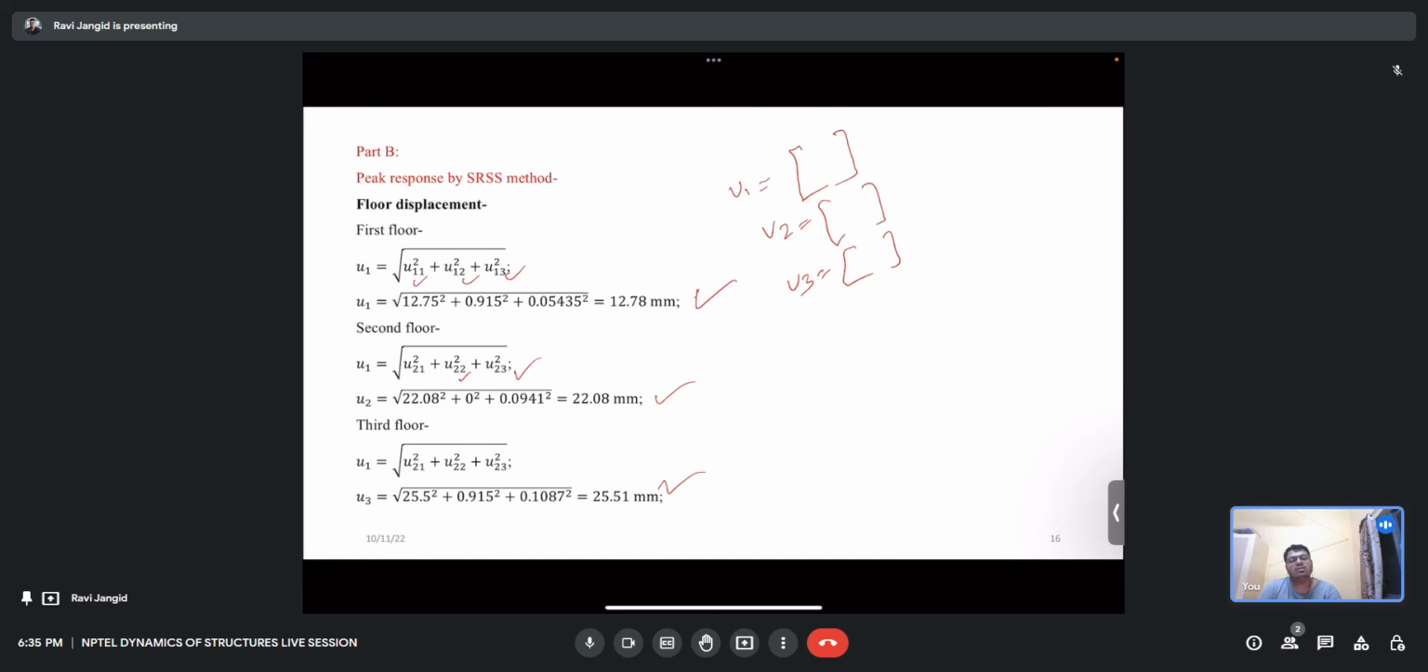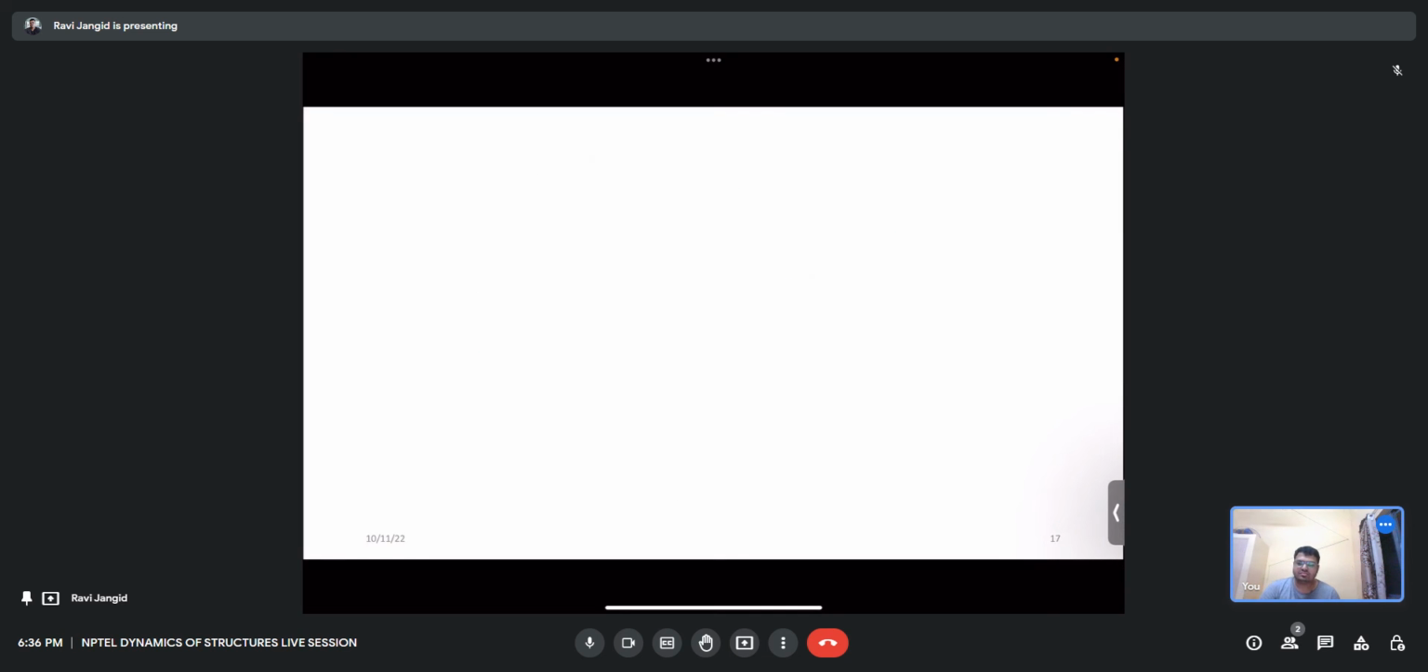In the previous one that is given as u11, u21, u31, u12, u22, u32, u13, u23. So this is the peak displacement, that is 12.78 for the first story, for the second story it will be 22.08, and for the third story it is 25.5. Similarly, you can find out the shears here.